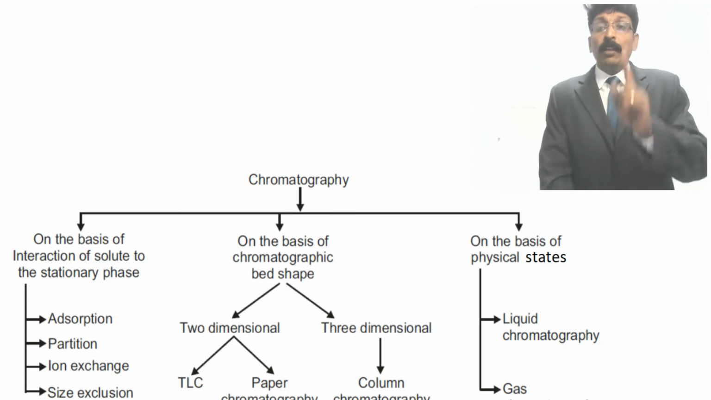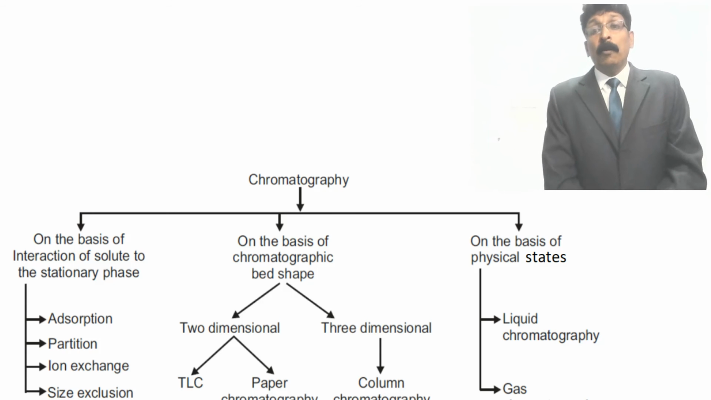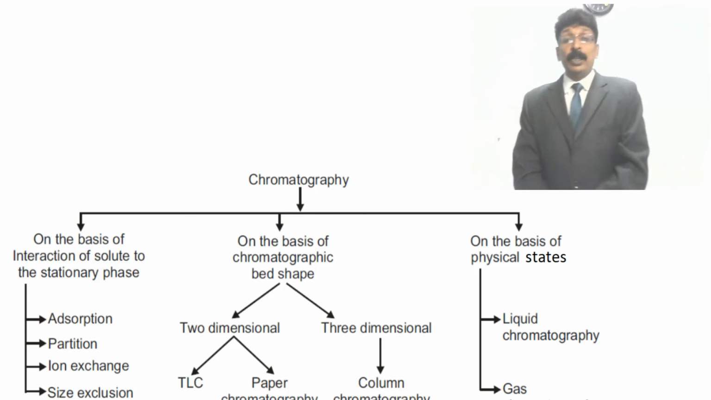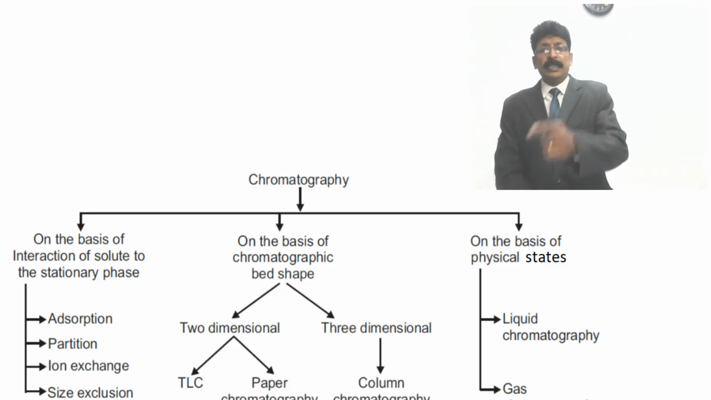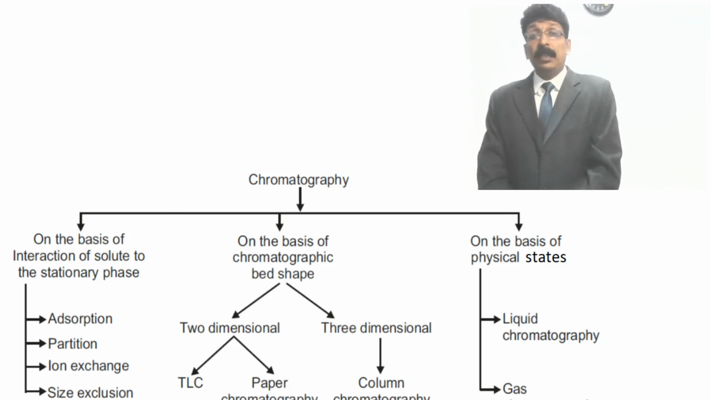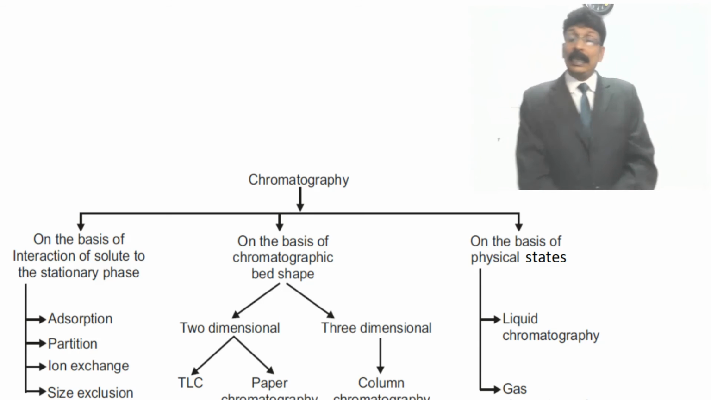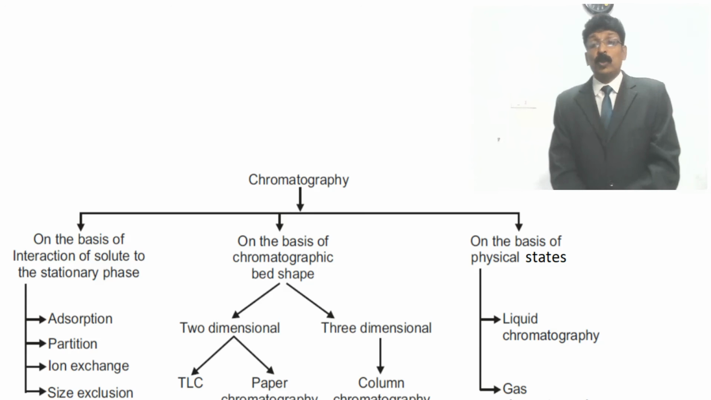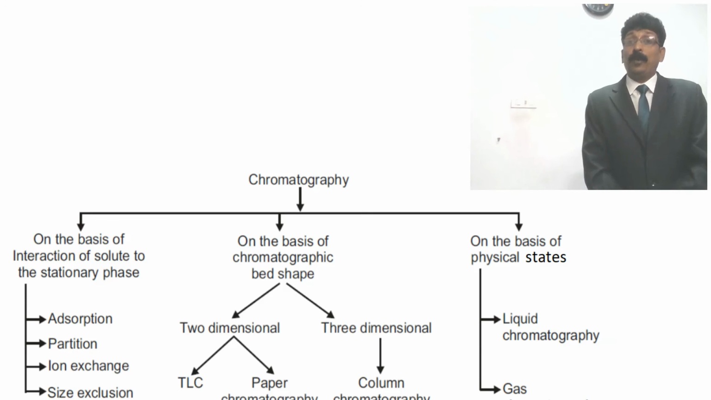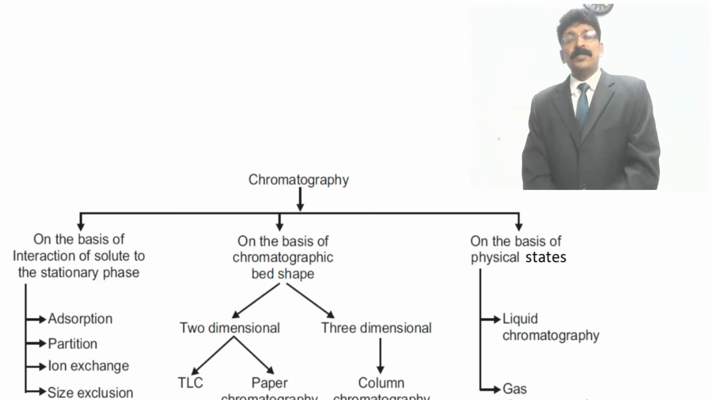And on the basis of physical states, in the books they have made a mistake. I have shown in the last classes also, what they call shape. It's not shape; the second one is shape, and the third one is states. What are the states? For example, liquid, solid and gas. These are the three states which are available for matter.